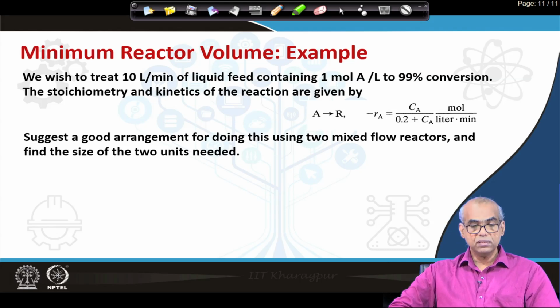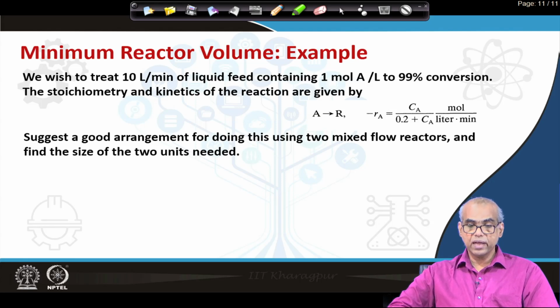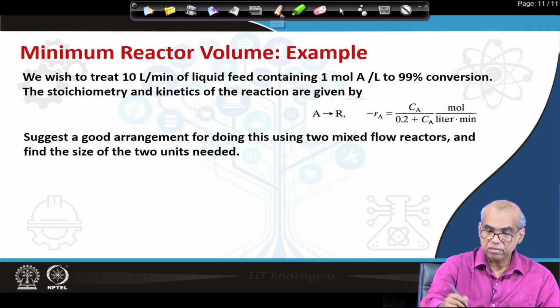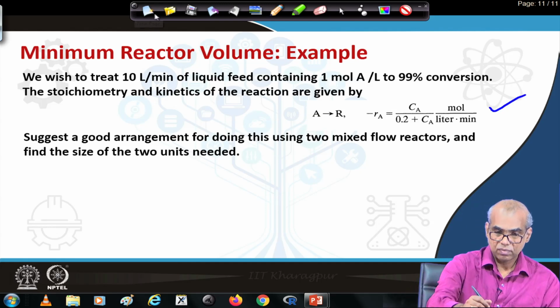Let us take a quick example on finding minimum reactor volume. We need to treat 10 liter per minute of liquid feed containing 1 mole A per liter to 99% conversion. The stoichiometry and kinetics of the reaction are given by A to R and the rate expression is given. Suggest a good arrangement for doing this using two mixed flow reactors and find the size of the two units needed. So, we have to perform this using two CSTRs in series.